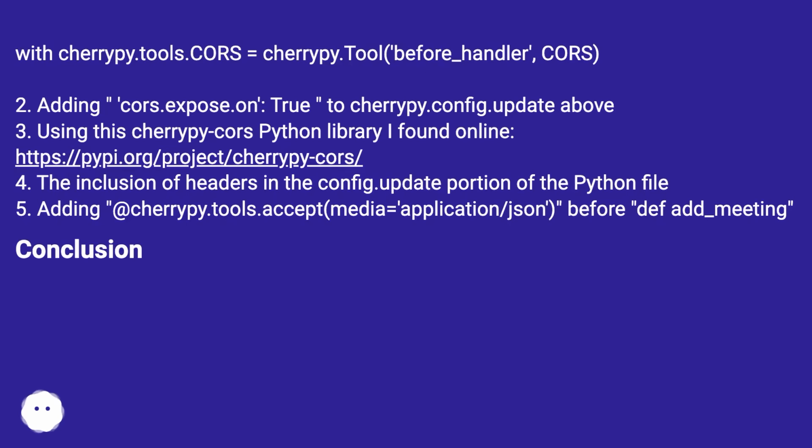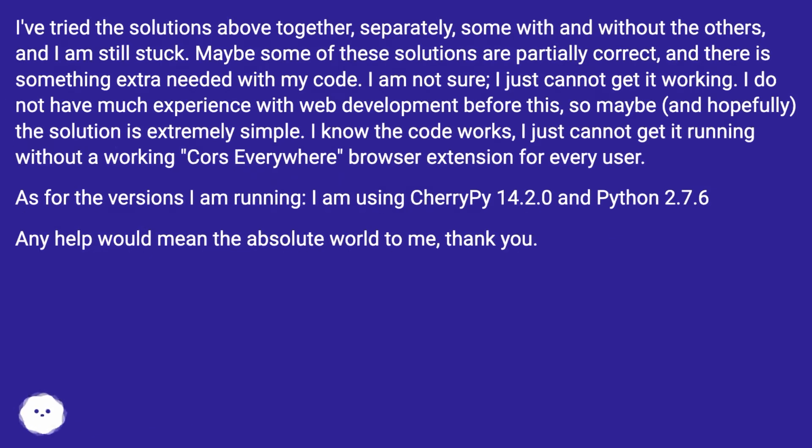Conclusion. I've tried the solutions above together, separately, some with and without the others, and I am still stuck. Maybe some of these solutions are partially correct, and there is something extra needed with my code. I am not sure, I just cannot get it working. I do not have much experience with web development before this, so maybe, and hopefully, the solution is extremely simple. I know the code works, I just cannot get it running without a working CORS Everywhere browser extension for every user. As for the versions I am running, I am using CherryPy 14.2.0 and Python 2.7.6. Any help would mean the absolute world to me, thank you.